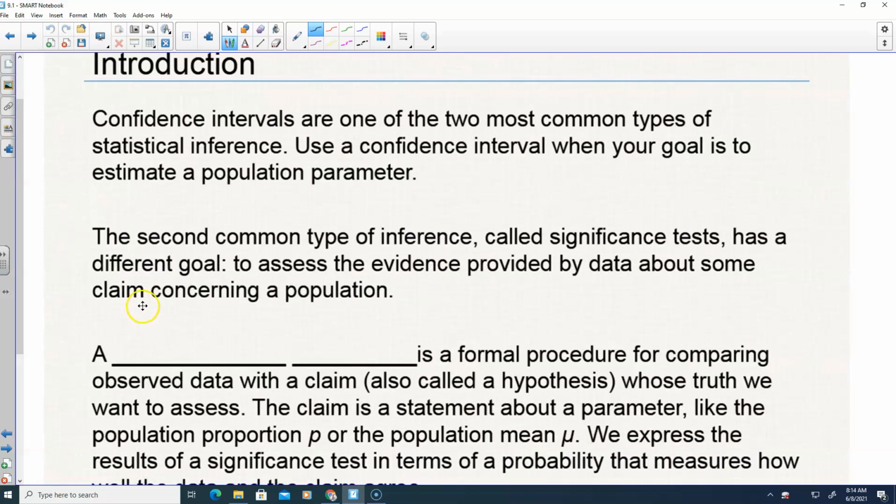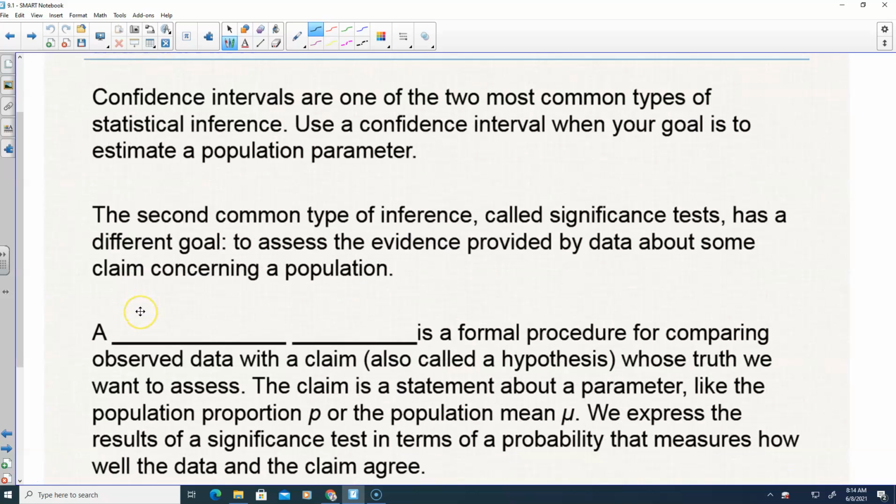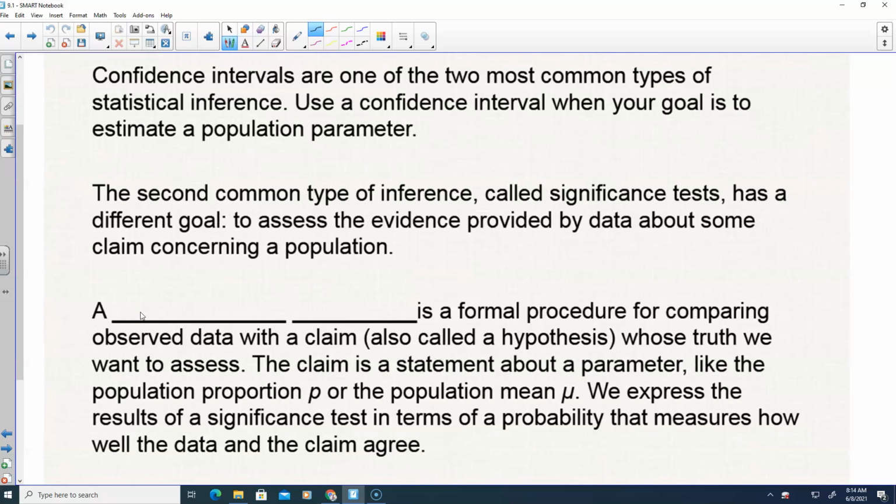So a little bit of an intro here. We talked about confidence intervals in chapter 8, and now we're in chapter 9. Confidence intervals are one of the two most common types of statistical inference. A confidence interval is used when we want to estimate a population parameter. The second type that we're going to start talking about here is the significance test, which is to assess evidence provided about a claim. So we're going to state whether or not we find statistical evidence in one direction.